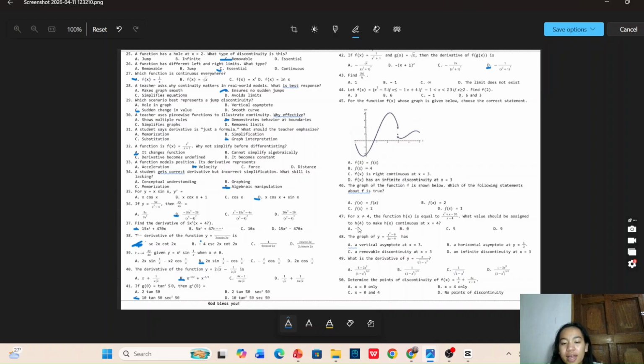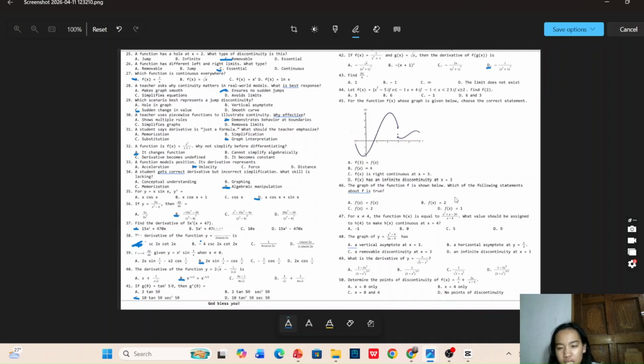Number 47, for x not equal to 4, the function h of x is equal to x squared plus x minus 20 all over x minus 4. What value should be assigned to h of 4 to make h of x continuous at x equals 4? Number 47, the correct answer is letter C. To make it continuous, let us assign the value equal to the limit as x approaches 4.